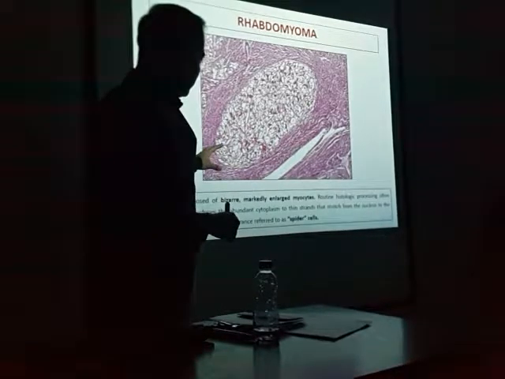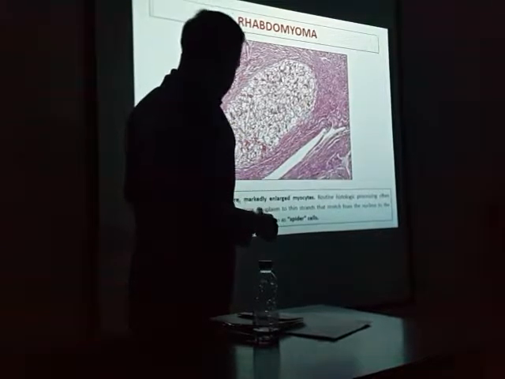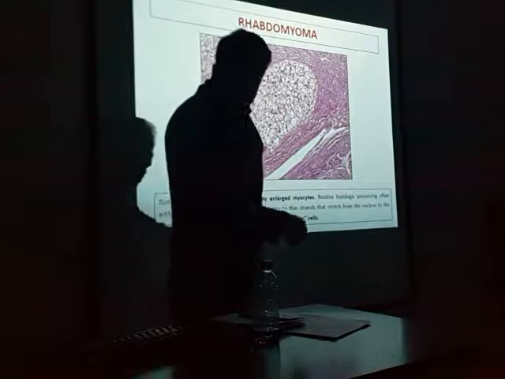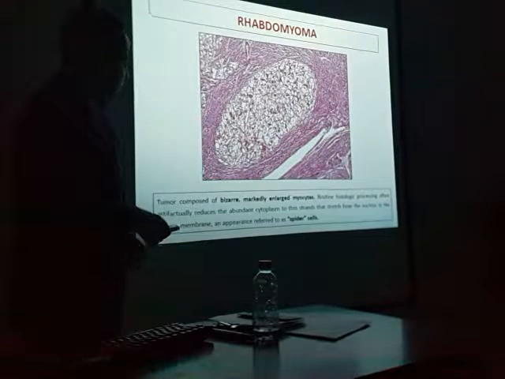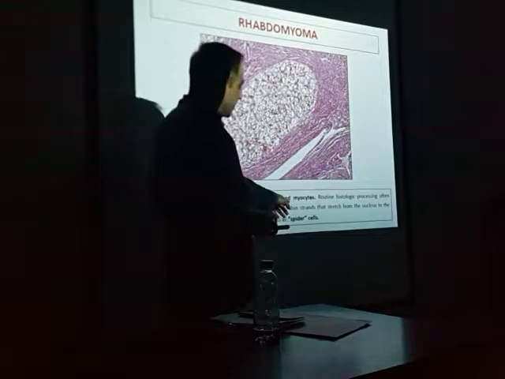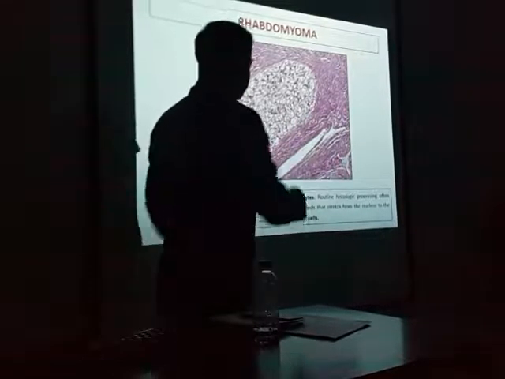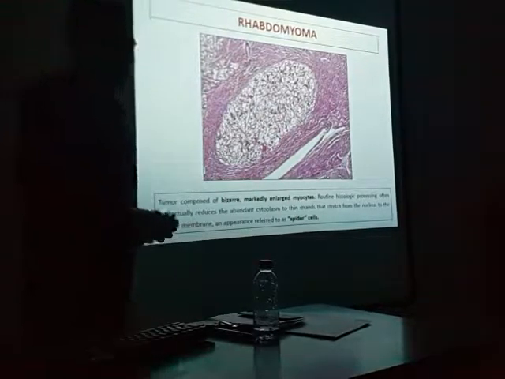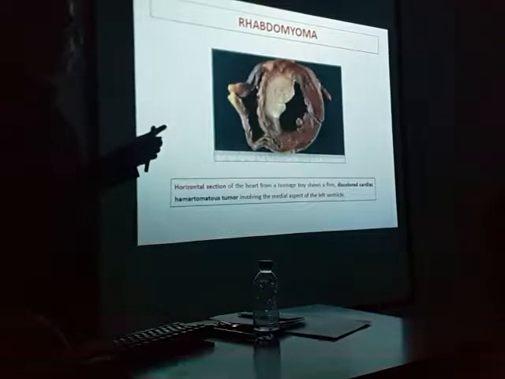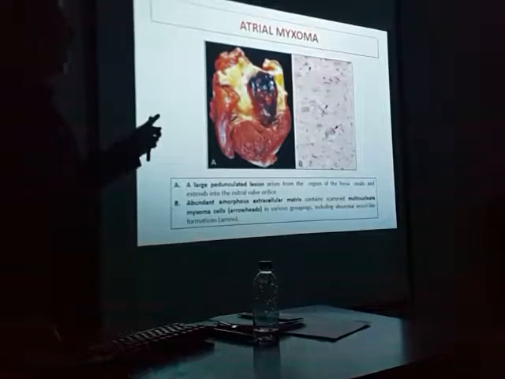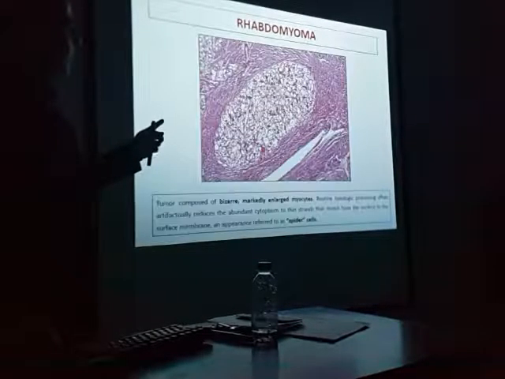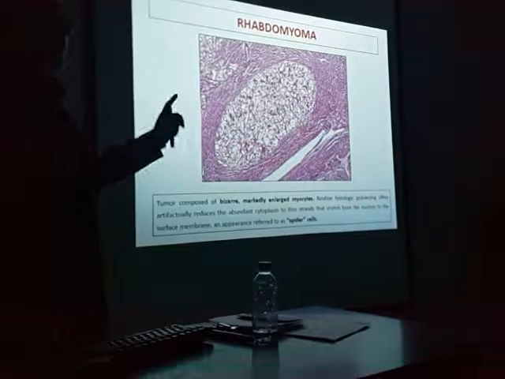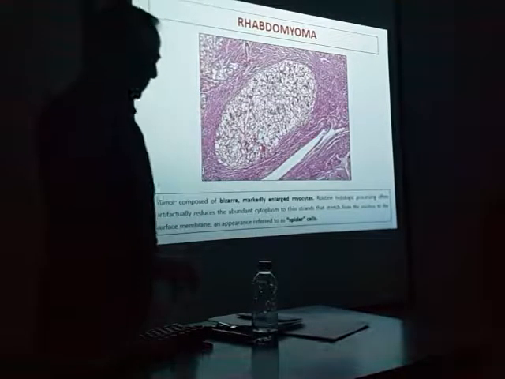Why has it happened? Actually, the cytoplasm is there, but something goes wrong when it is being processed, so the cytoplasm gets lost artificially. It reduces the abundant cytoplasm to thin strands that stretch. So these are known as the spider cells, and they are found in rhabdomyoma. So there are two tumors which we discussed: atrial myxoma and rhabdomyoma. Rhabdomyoma is characterized by the presence of spider cells. This finishes. Okay.